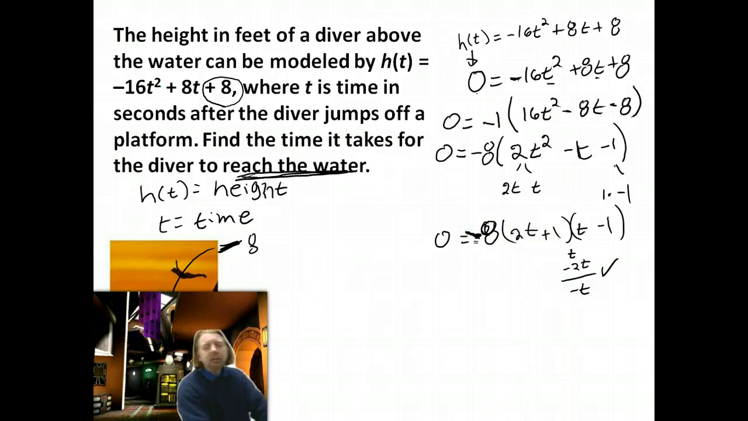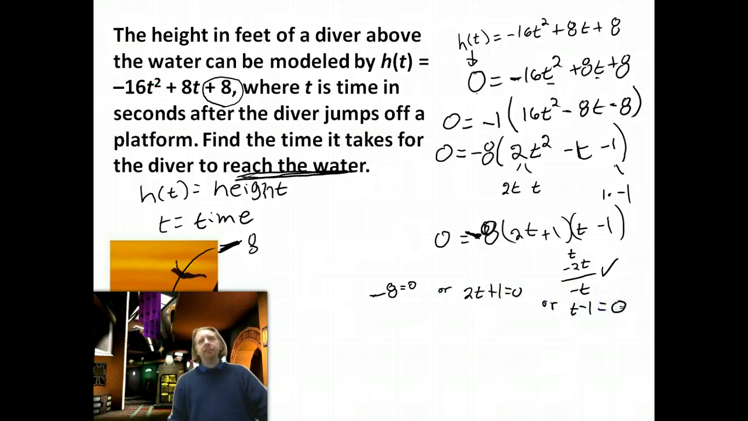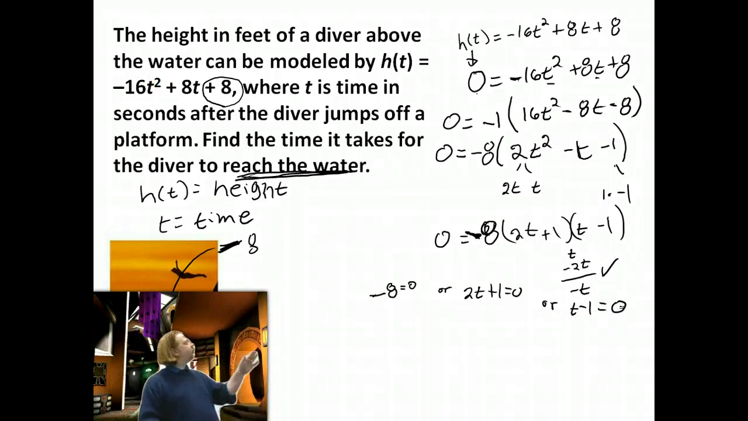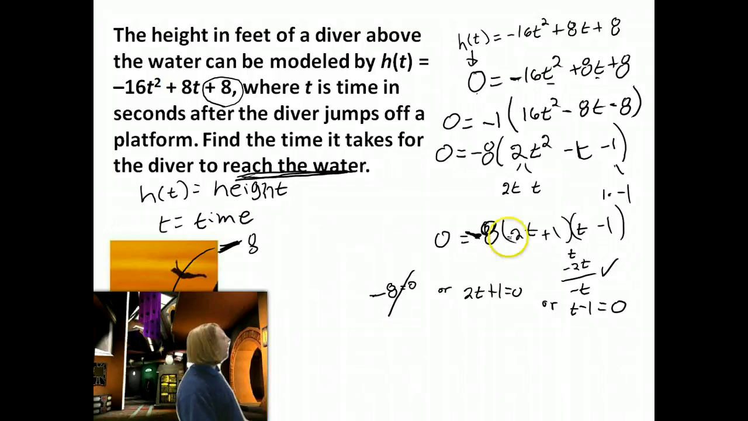So now, according to the zero product property, either -8 is 0, or 2t plus 1 is 0, or t minus 1 is 0. One of those three products, -8, 2t plus 1, or t minus 1, must be 0. I know -8 can't be. You can't have 0 equaling a negative number, or any number except 0, so that's out.